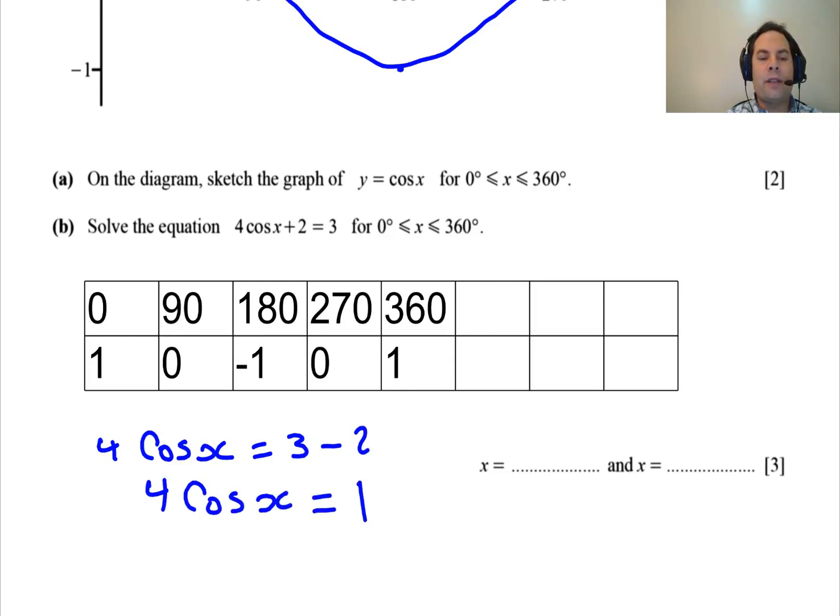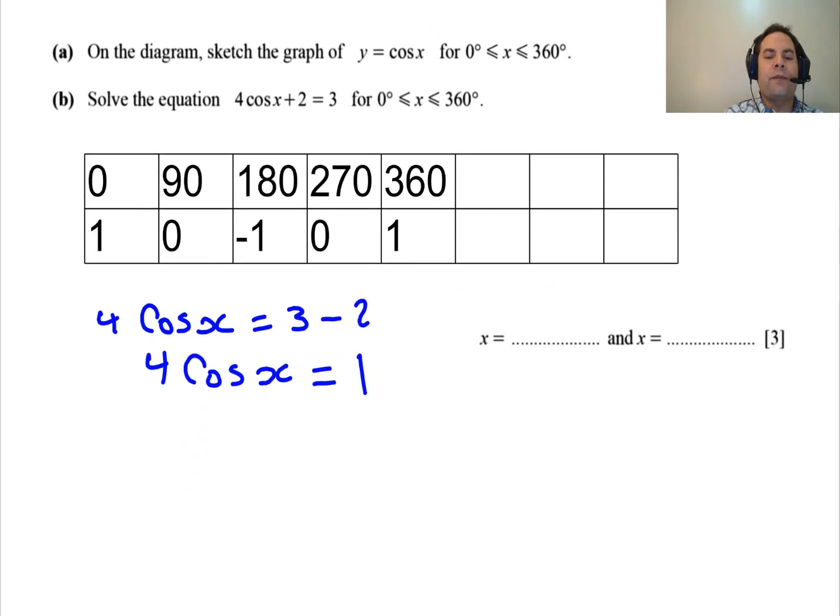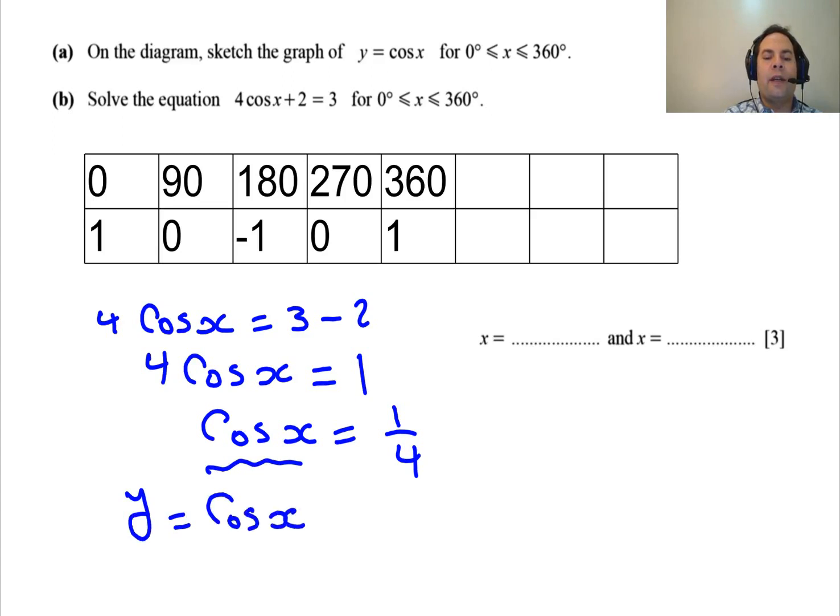So cosine x is equal to a quarter. How to solve this equation graphically? We already have the graph of cosine x. We have two functions here: y is equal to cosine x and y is equal to a quarter. To solve the equation graphically, find the intersection points of cosine x with a quarter.